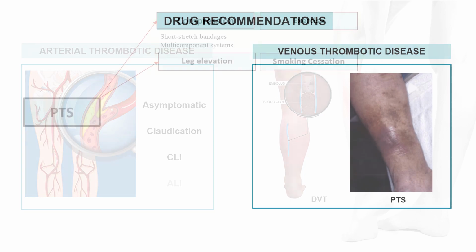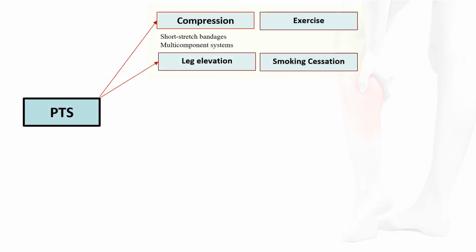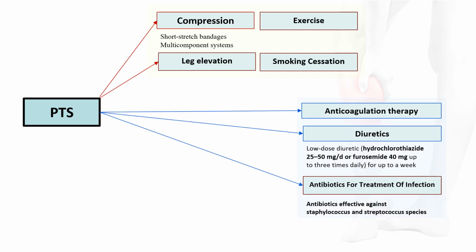Now, coming to post-thrombotic syndrome, in general, the proven benefits are there for compression, that too with short stretch bandages and multi-layered or multi-component systems. In addition, exercise, leg elevation and smoking cessation may also be useful. Anticoagulation beyond what is required for DVT is generally not recommended. Diuretics can be added to reduce edema in the lower limb, and antibiotics effective against staph as well as streptococcus species should be considered if there is any infection in the wound secondary to PTS.